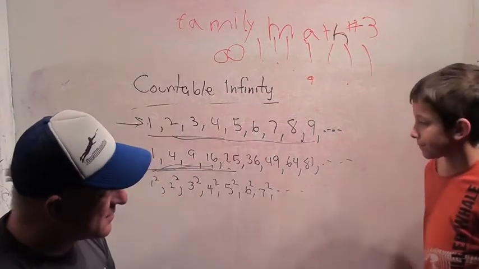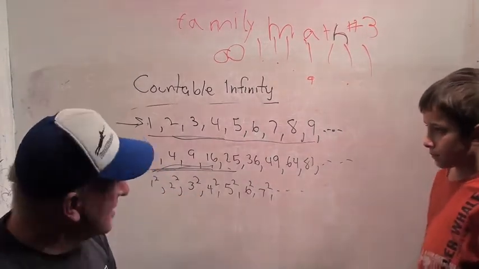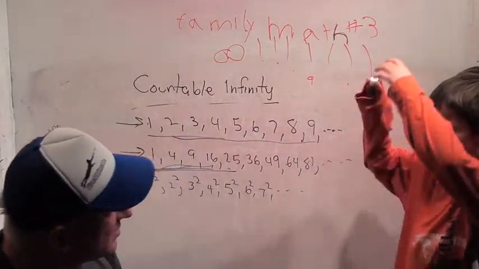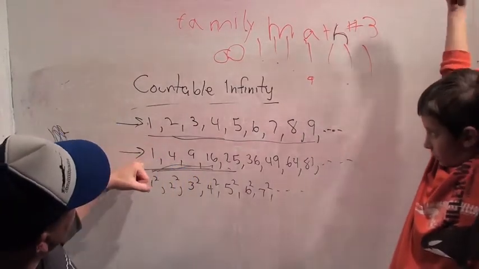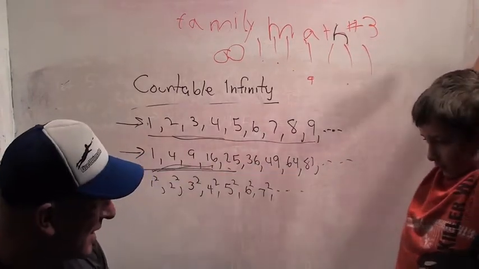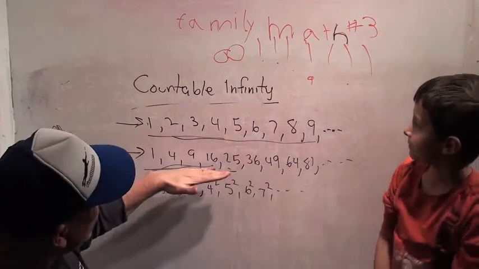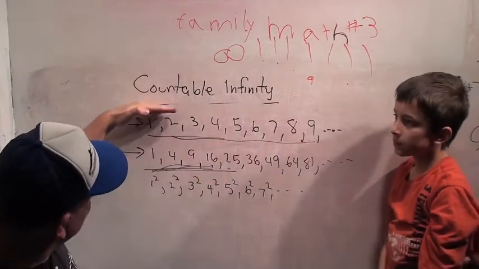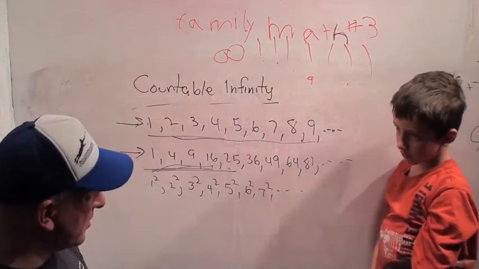Cool. Okay? Isn't that interesting? So it's a strange thing about infinity. Lists that seem like they have fewer numbers, when you go all the way to the end, have the same amount of numbers. Even though you're skipping over numbers that are in our original list.